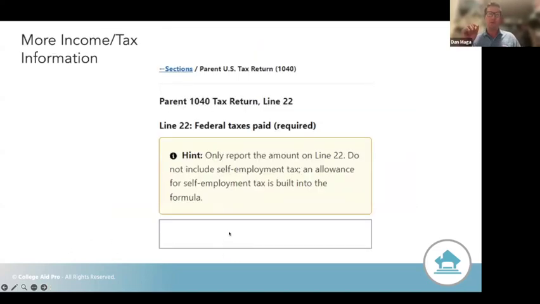And then this one, it's line 22. It's kind of confusing on your tax return because if you're self-employed, you'll notice you have self-employment tax, which is line 23, and then there's a different total in 24. But here on the CSS profile, they're looking for line 22 of the tax return for the taxes paid.